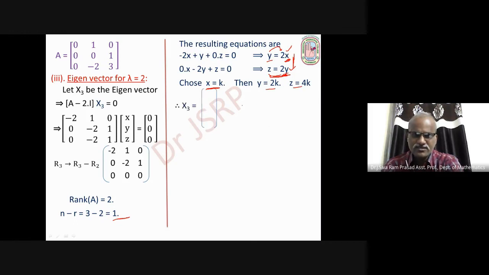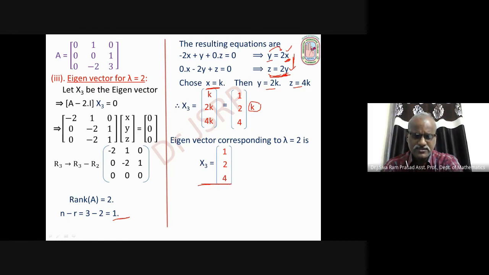Therefore, X3 equal first x = k, y = 2k, z = 4k. So take k common. This is (1, 2, 4) into k. In particular, take k equal to 1, we get eigenvector for lambda equal to 2. So therefore, eigenvector for lambda equal to 2 is capital X3 equal to (1, 2, 4). This is the eigenvector corresponding to third eigenvalue. Okay. So this is the way to find eigenvalues and eigenvectors of a given matrix.